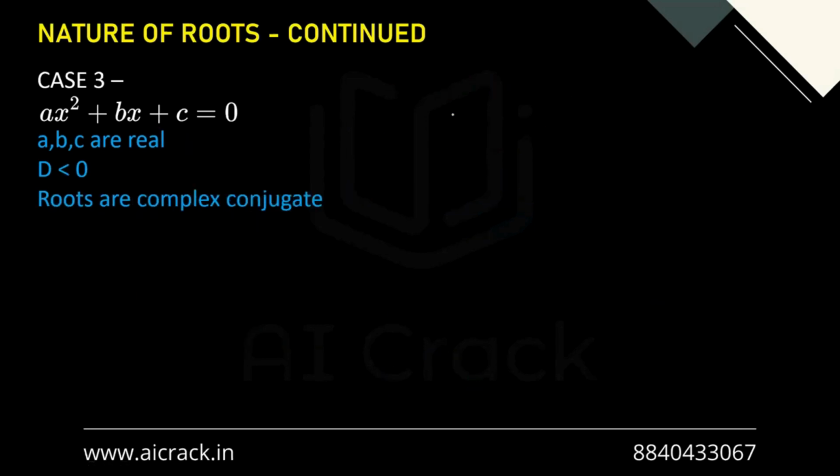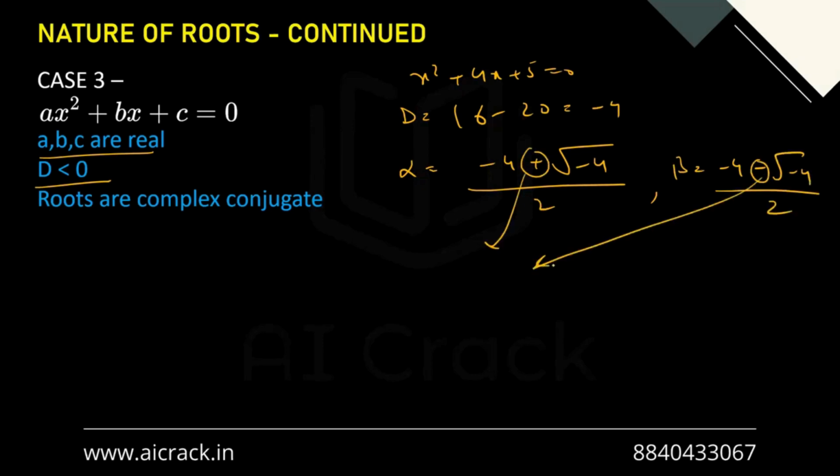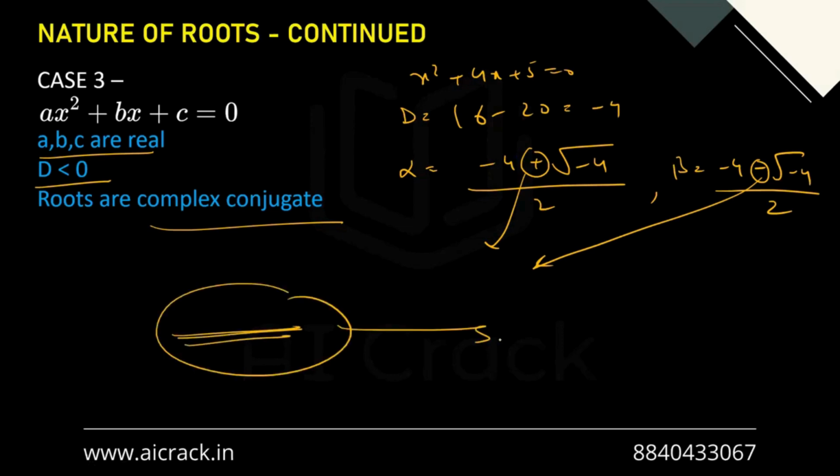Okay, so we have case 3 where a, b, c are real and D is less than 0. So this is a different case. Let's say x² + 4x + 5 = 0. Now in this case, D comes out to be 16 − 20, that is −4. Now the first root would be (−4 + √−4)/2, and the second root would be (−4 − √−4)/2. Again you can see the plus sign and minus sign over here. We have pairs, but we have pairs of complex numbers. We have complex conjugate pairs over here. So again, if one complex root is given, we can predict the other root with the help of that one, because these roots occur in pairs.